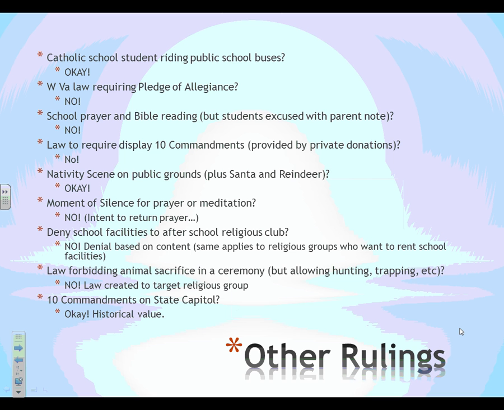Okay, here are some other Establishment Clause rulings. You don't need to have all these down, just some ideas of other things the court has said. It's okay to allow private school students to ride public school buses so long as the bus doesn't go out of its way. Like if it happens to pick up in one neighborhood and pass a private school on the way to the public school, it can stop and drop the kids off. That's not a violation of the separation of church and state. You can't require students to say the Pledge of Allegiance, although you can play the Pledge of Allegiance every day. You can't require a prayer or a Bible reading, even if you allow kids to be exempt with a note from their parents, again because of coercion.